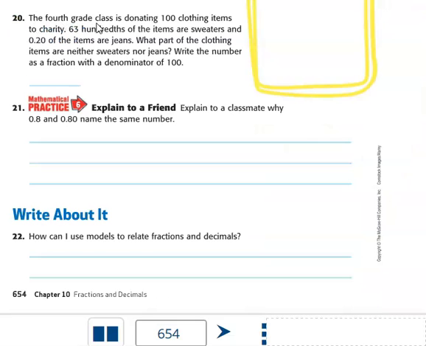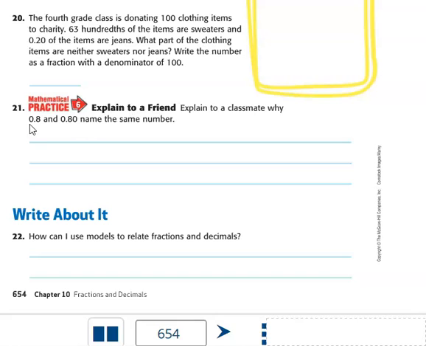Okay, number 20, the fourth grade class is donating 100 clothing items to charity. 63 hundredths of the items are sweaters and 20 hundredths of the items are jeans. What part of the clothing items are neither sweaters nor jeans? Okay, so in order to solve this one, you're going to need to do an operation and then determine what is left over to get to the 100 items. And that is going to be the fraction you're going to write with the denominator of 100. So use your workspace, do your operation to figure out how much the sweaters and the jeans are. What operation is that when I said and the jeans? And then figure out how much left. What operation is that? How much left to get to 100?